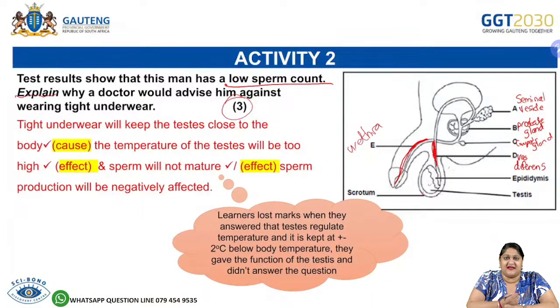Now in the past, learners lost marks here. So let's have a look at where learners lost marks. They lost marks when they answered the testes regulate the temperature and is kept at plus minus 2 degrees Celsius below body temperature. So basically they were giving the function of the scrotum and the testes, but they didn't answer the question. You are not supposed to answer that the temperature is kept at 2 degrees lower. You are supposed to talk about how it will be close to the body and what will that cause. It will cause it to be hotter, for the temperature to increase.